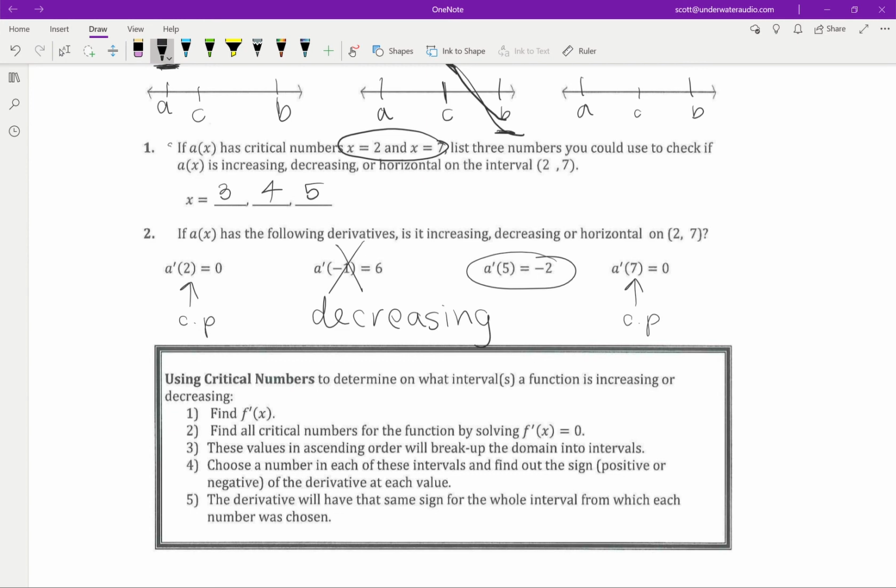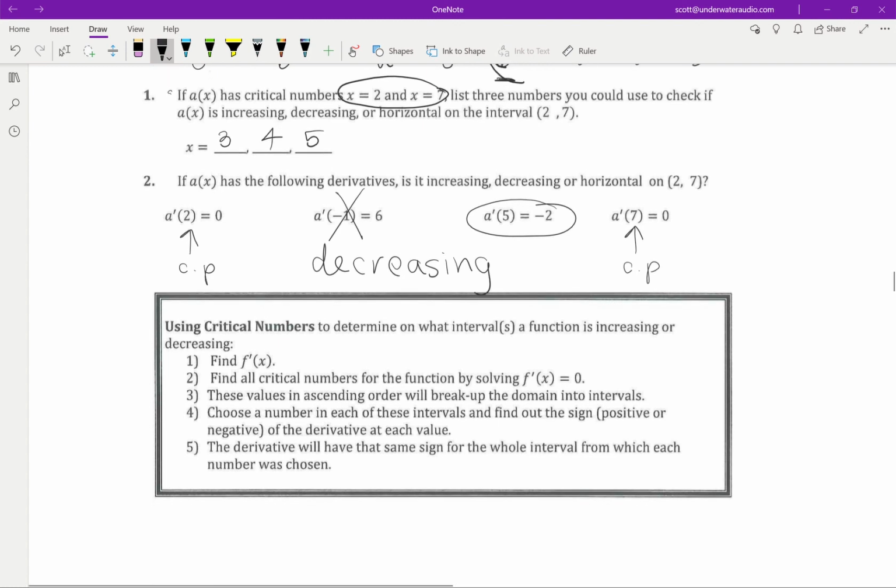Okay, so the way we're going to use critical numbers is we're going to start by taking a derivative and then finding the critical numbers. And I have a mistake here. Find all critical numbers for the function by solving f prime of x equals 0. But we also need to look to see where it's undefined.